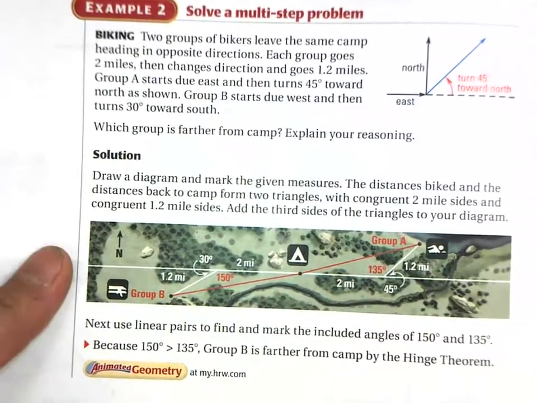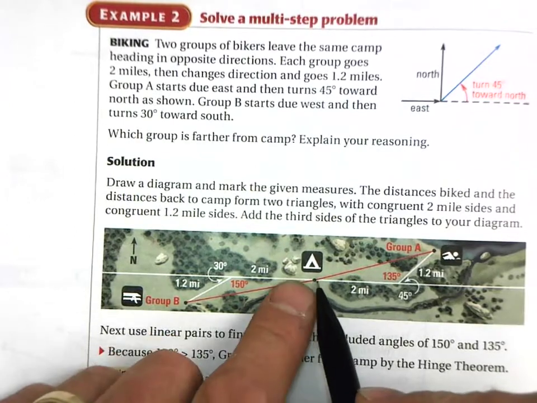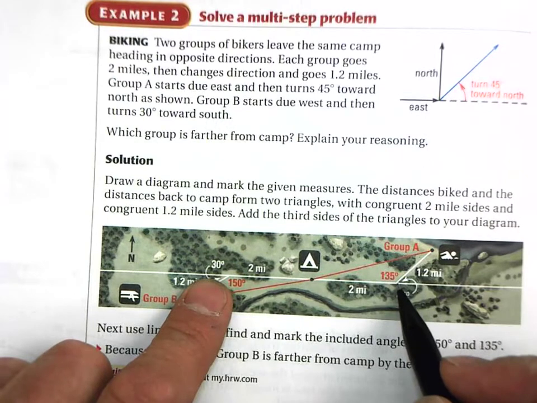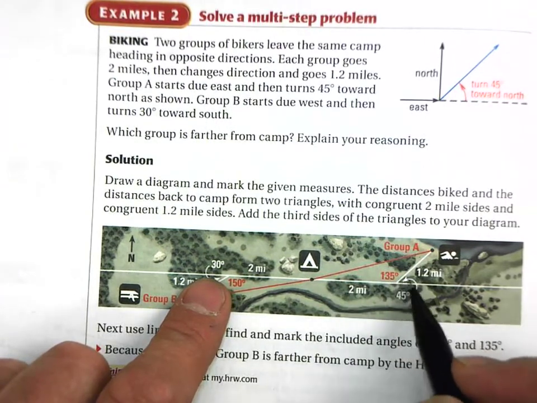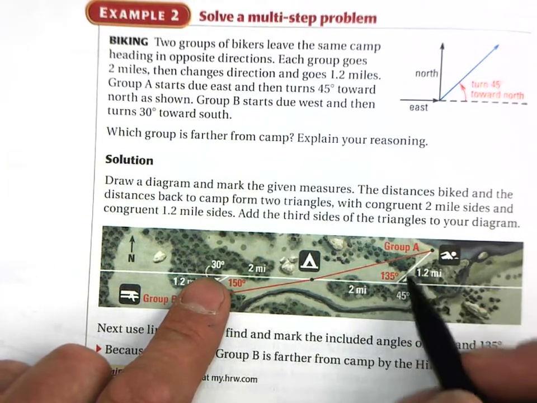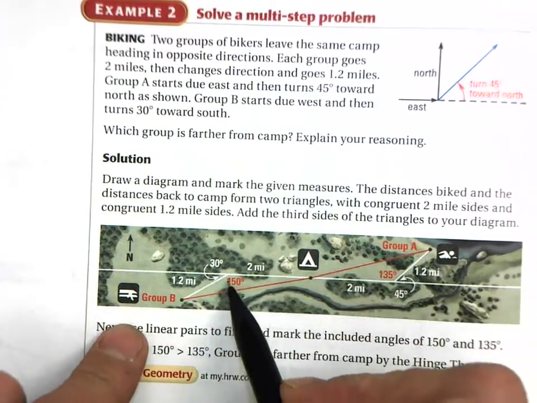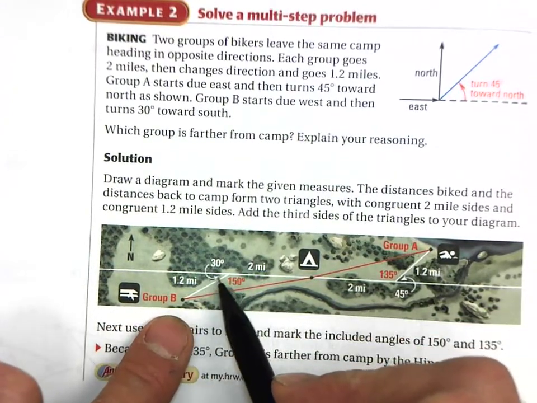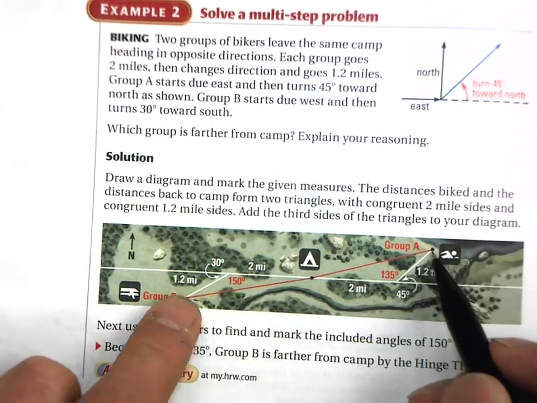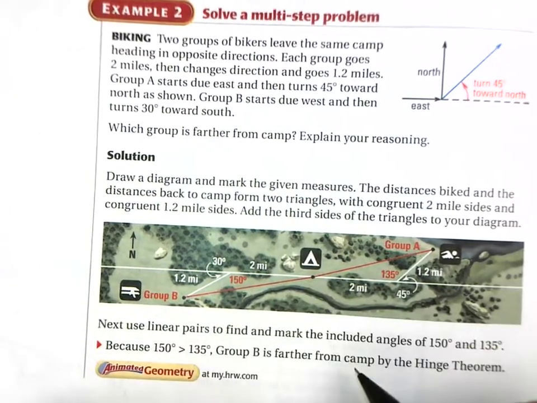Here's another example. They explain these two groups of mountain bikers start at the camp and they head out in opposite directions. They both go 2 miles. And then this one group on the right-hand side, Group A, they do a 45-degree angle turn and they go 1.2 miles. Whereas this other group, Group B, they do a 30-degree turn and go 1.2 miles. And now the question is, which of these groups of mountain bikers is farther away from the camp?